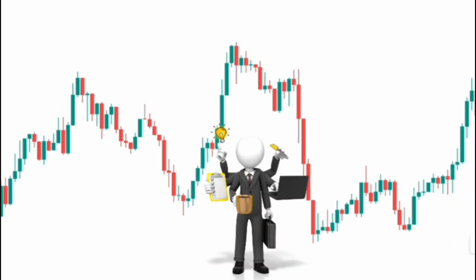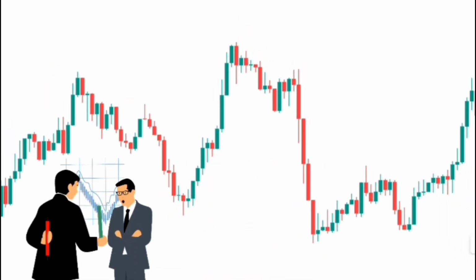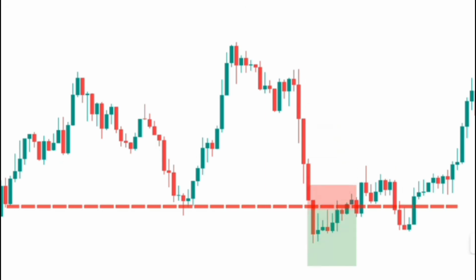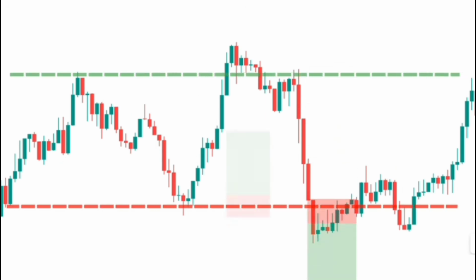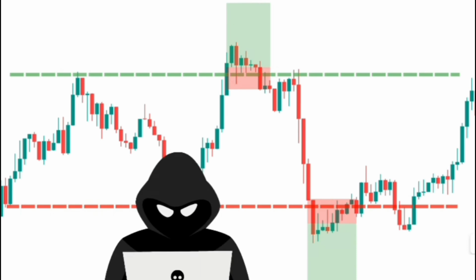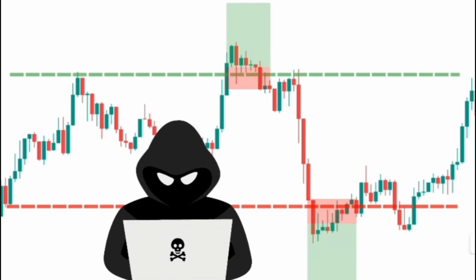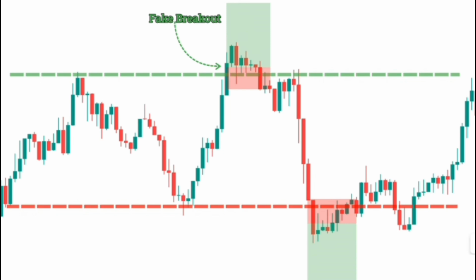Institutions know that retail traders are highly predictable. When support breaks, most traders rush to sell. When resistance breaks, they rush to buy. And that's exactly where the trap is set. Institutions first create the illusion of a breakout in one direction. Retail traders jump into the move, their stop losses get triggered, and that liquidity allows institutions to fill their large positions.